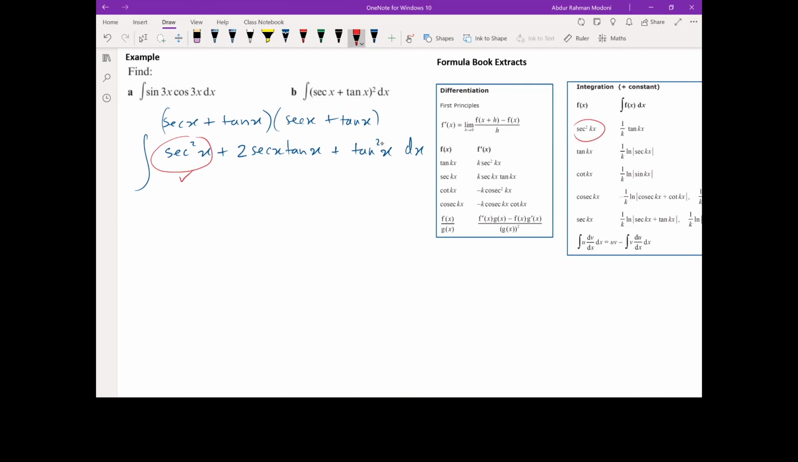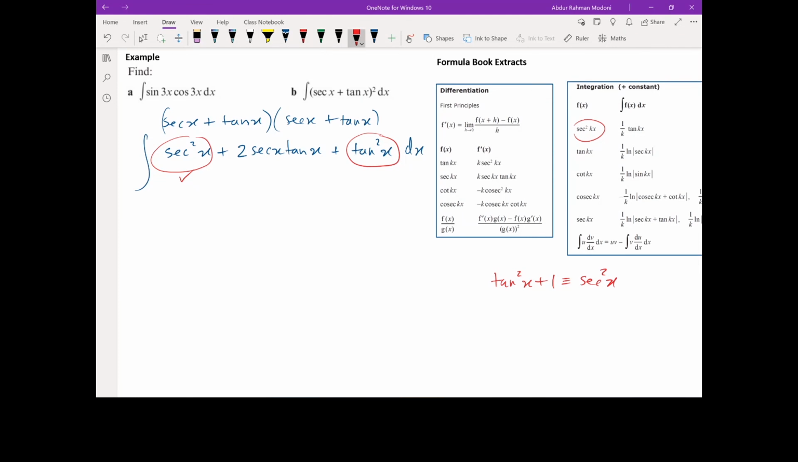Do we know how to integrate tan squared x? No, we don't, but we can write tan squared x plus 1 is identical to sec squared x, to then get it into the form of sec squared x, which we do know how to integrate, so we'll be able to integrate that.